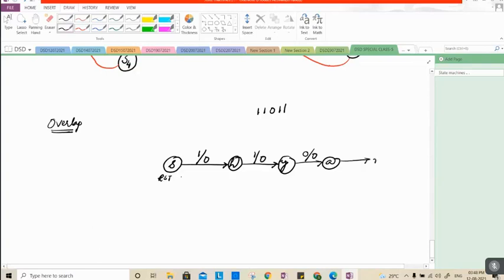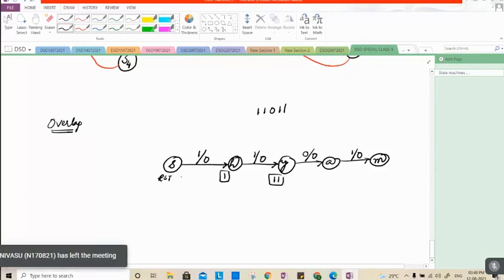After A it moves on to M if the input is 1/0. So H is a state which has identified 1, Y is a state which has identified 1 1, A is a state which has identified 1 1 0, M is a state which has identified 1 1 0 1.